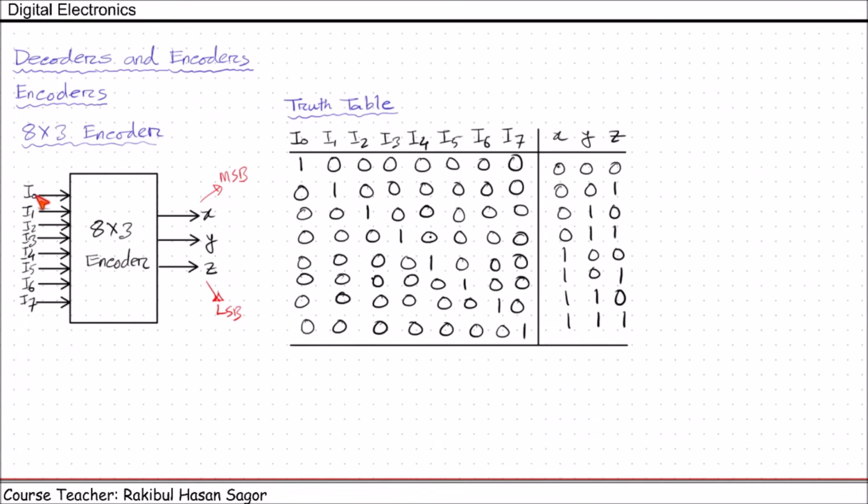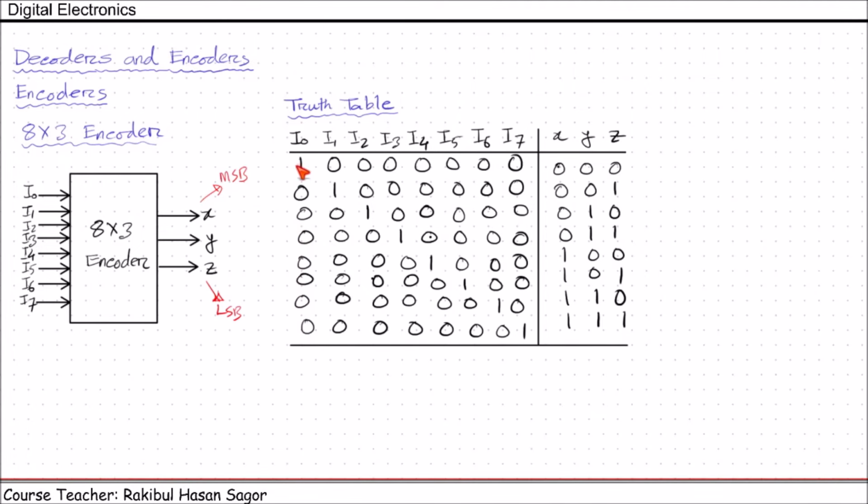Whenever I0 is 1 and the others are 0, that will produce a unique code. For example, for I0 equals 1, it will produce 0, 0, 0. For I1 equals 1, while the other inputs are 0, it will produce 0, 0, 1. For I2 equals 1, while the others are 0, it will produce 0, 1, 0. In this way, whenever I7 equals 1, it will produce 1, 1, 1. This is the truth table for the encoder that I described.